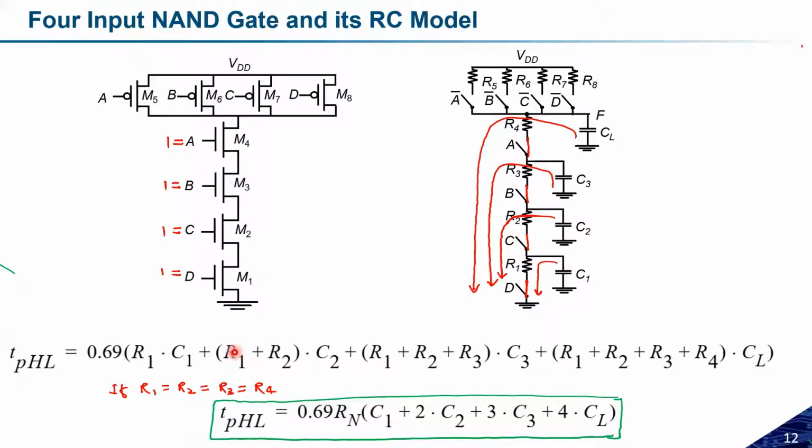Okay, and the number of inputs is nothing but what we call the Fanin of the circuit. So Fanin is how many inputs we can connect to a circuit. If I'm increasing the Fanin of any circuit, the TPHL will increase, but the worst case TPLH will be almost the same.